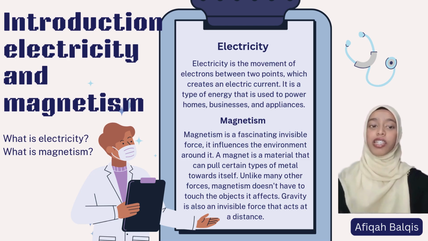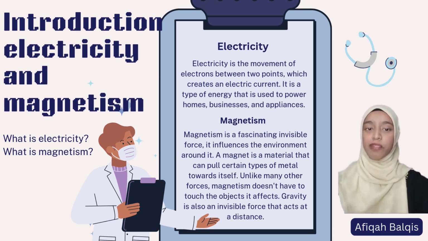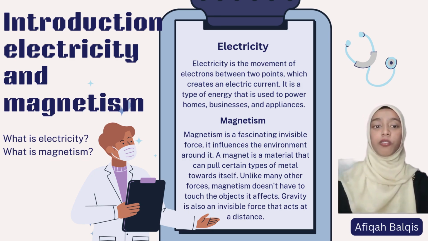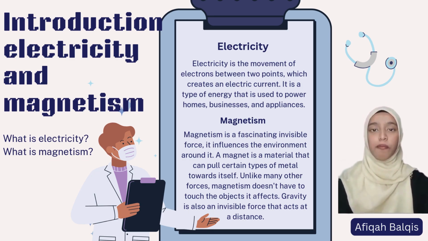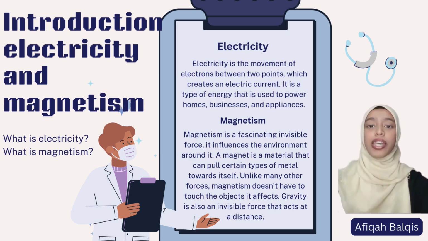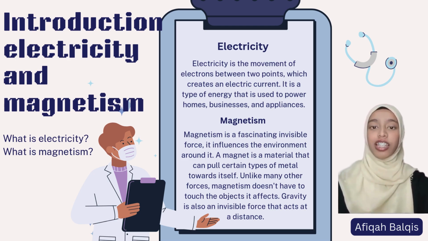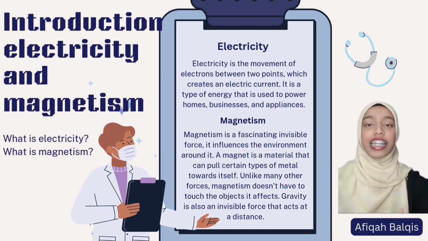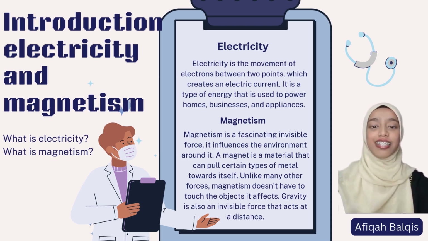Magnetism. Magnetism is a fascinating invisible force. It influences the environment around it. A magnet is a material that can pull certain types of metal toward itself. Unlike many other forces, magnetism doesn't have to touch the object it affects. Gravity is also an invisible force that acts at a distance.